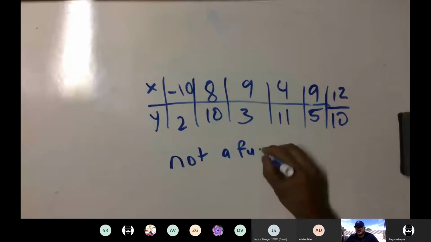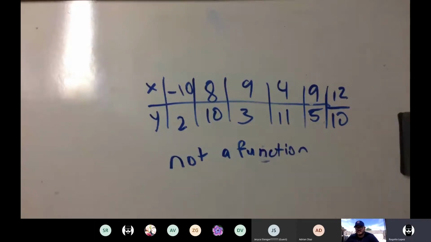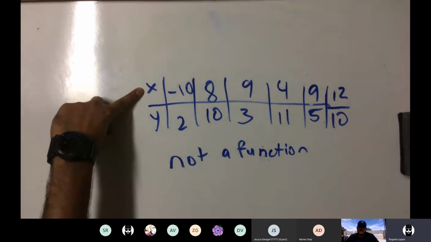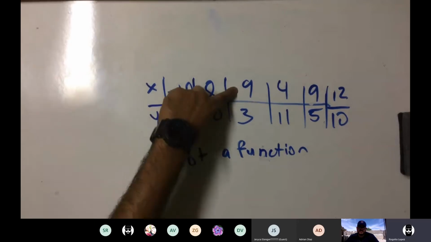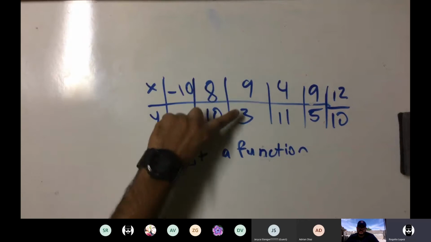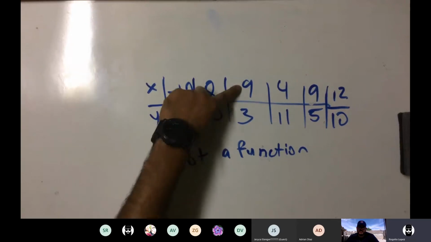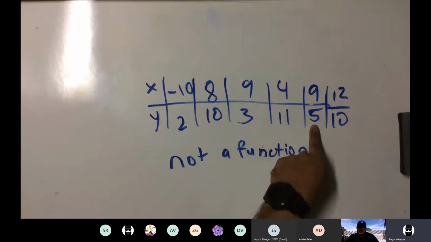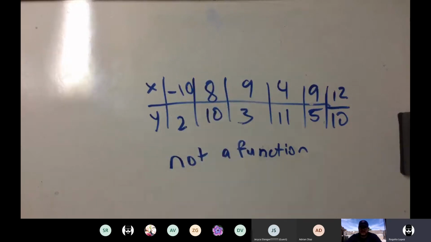And I remember when I showed you this in class, I told you that the x cannot have a side chick. The x's have to be faithful. They can only be with one number. They cannot have a side chick. So right here, the 9 has a side chick. It's got a 3 and a 5. That's the easiest way to remember these. The x's cannot have a side chick. So that's a table.